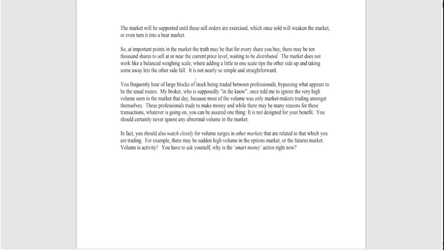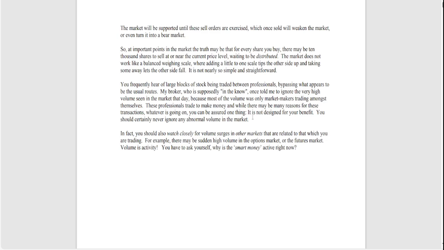You frequently hear of a large block of stock being traded between professionals, bypassing the usual routes. One broker told me to ignore the very high volume seen in the market that day, because most of the volume was only among market makers, who trade among themselves sometimes to adjust their positions. One player is buying, one player is selling, and there is a very heavy transaction, but it is done among the players, so it will not majorly impact the market.